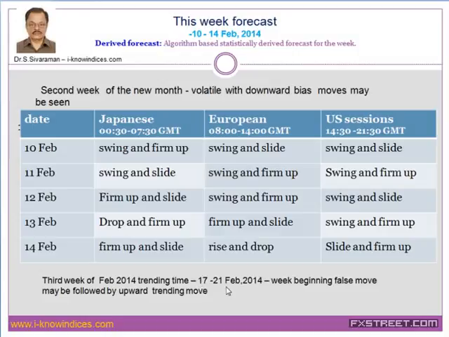Then the following week, 17th to 21st, if they have completed the sequential trend reversals in the case of the crosses, then they come to the majors doing the week beginning false move followed by the upward trend move. So let us see how far they are taking the time. One of the factors could be the volume.